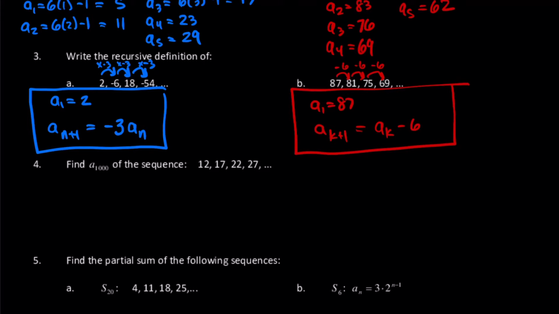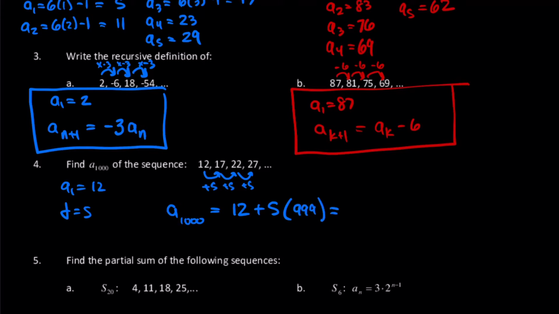Question number 4 wants you to find the 1,000th term of this particular sequence. All right, 12, 17, 22, 27. So the first thing I like to do is establish the pattern. What are we doing each time? We're adding 5. So it's arithmetic. a sub 1 is 12, d is 5. So to find the 1,000th term, a sub 1,000, it's going to be a sub 1, 12, plus d, 5, times n minus 1, or in this case, 999.